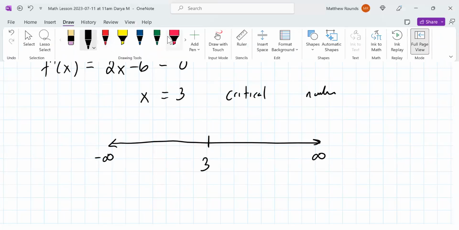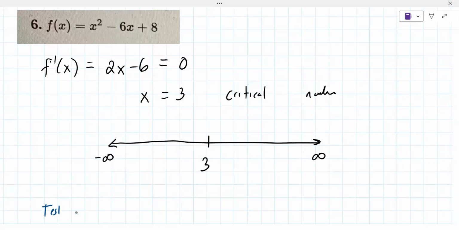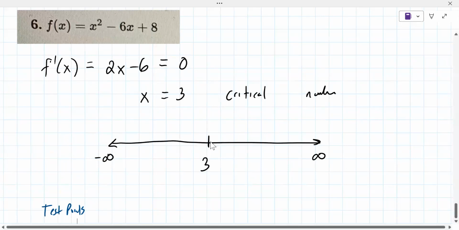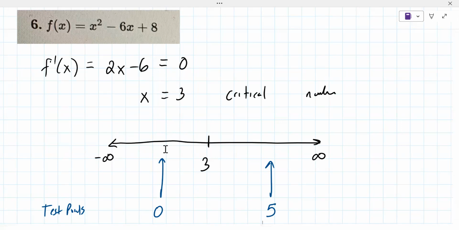And then you need what are called test points. So you're testing, there's windows, there's regions here. There's a region from minus infinity to 3 and 3 to infinity. So I draw those here separate. So like 0 is a good one, and then maybe 5. I try to keep those numbers away from this number line. Sometimes you see tables, charts, but I think this is pretty simple, straightforward.